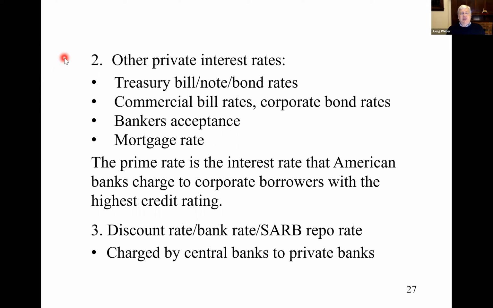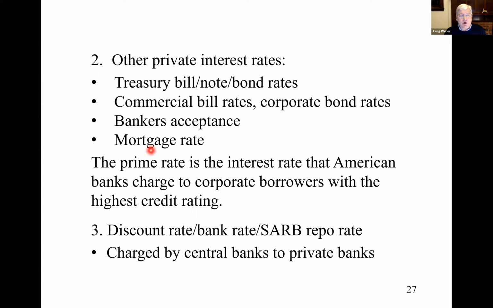Now, other interest rates in the private credit markets are the treasury bill, note and bond rates. Those are also just a credit market. Those interest rates are established in the private credit market, even if the treasury issues those bonds or notes. Then we have commercial bill rates, maybe a 90-day commercial bill, which is issued by a large corporation. If a large corporation needs cash for maybe 90 days, they can issue bills. Or if they need the money longer term, then they can issue bonds. Bankers' acceptances are then a liability of the banks. Here the banks pay interest to the investor.